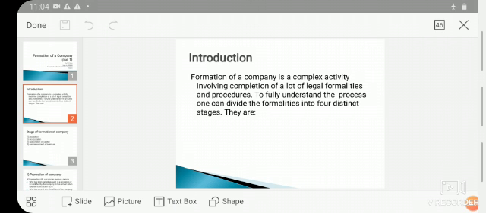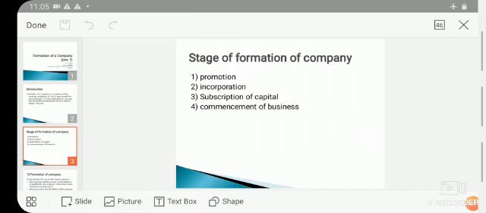To fully understand the process, one can divide the formalities into four distinct stages. That means to form a joint stock company, we have to complete four stages, and those four stages are technically called the stages involved in the formation of a company. There are four stages applicable for forming a joint stock company. What are these four stages?